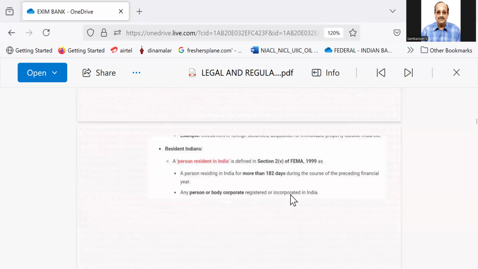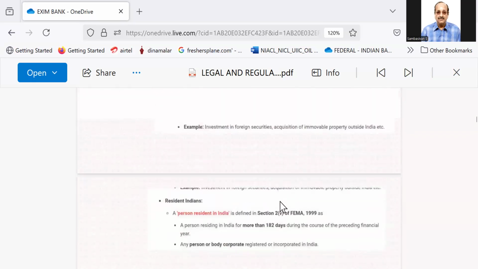Resident Indian: a person resident in India is one residing for more than 182 days during the course of the preceding financial year. Also, any person or body corporate registered or incorporated in India.